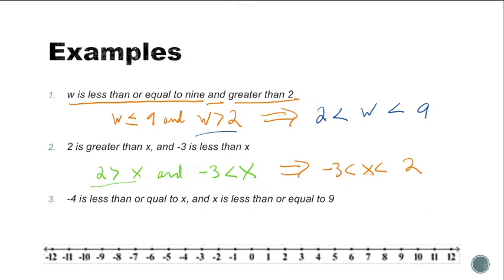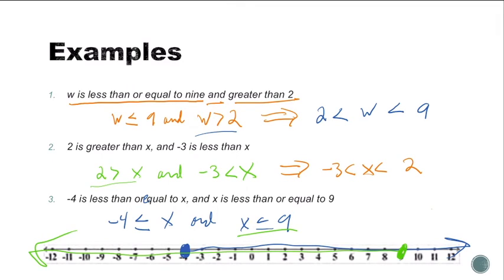Last but certainly not least, I have negative 4 is less than or equal to x, and x is less than or equal to 9. If I have negative 4 is less than or equal to x, negative 4 is included, and I shade to the right. If I have x is less than or equal to 9, 9's included, but I shade to the left. So the overlap for this inequality is from negative 4 to 9, and I can write this as negative 4 is less than or equal to x, which is less than or equal to 9.